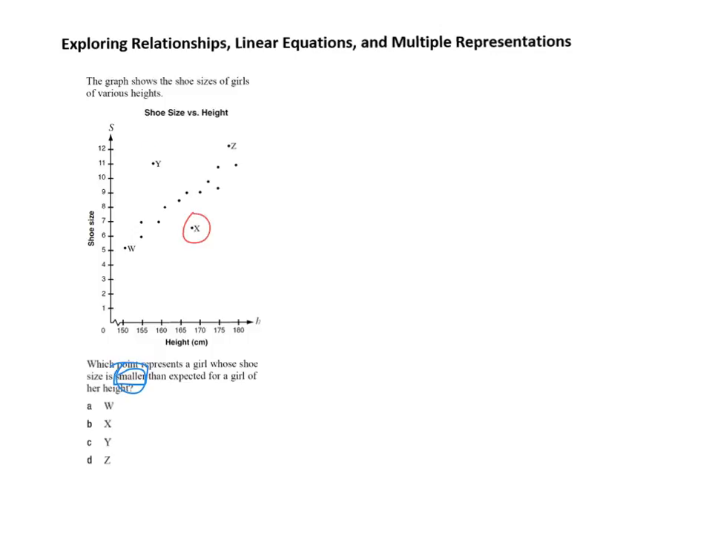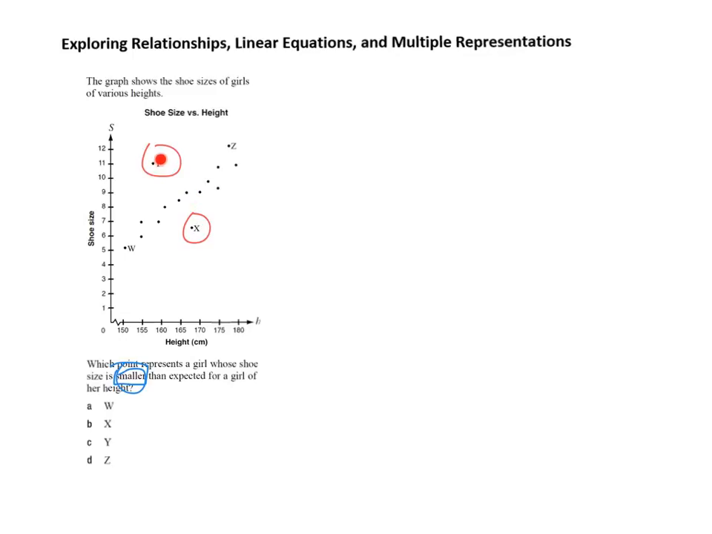There's this X point, and there's this Y point. This person who is represented by point X is somewhere between 165 and 170 centimeters tall, but her shoe size is about 6 or 6.5. And you can see that's outside of the data, so it doesn't fit with the trend.